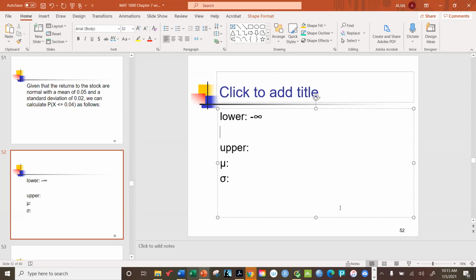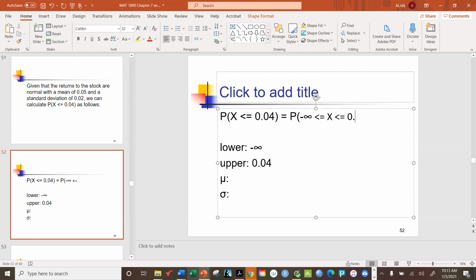Okay, so the lower limit is technically negative infinity. The upper limit is 0.04. Because remember what we're aiming for. Just remind ourselves, we're looking for x less than or equal to 0.04, which is the same thing as saying between negative infinity and positive 0.04. So the lower limit is considered to be negative infinity. The upper is 0.04. The mean in this case, remember, was 0.05, and the standard deviation is 0.02.